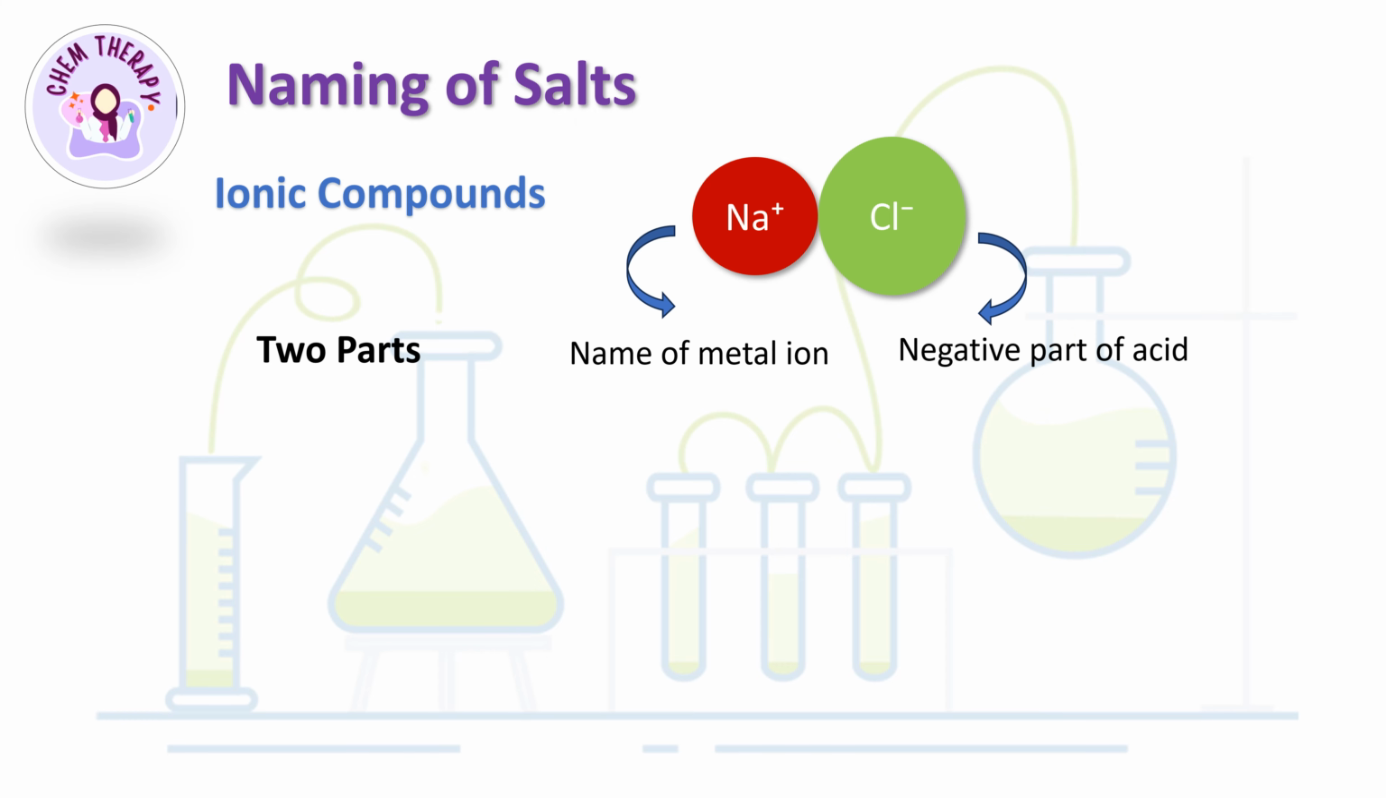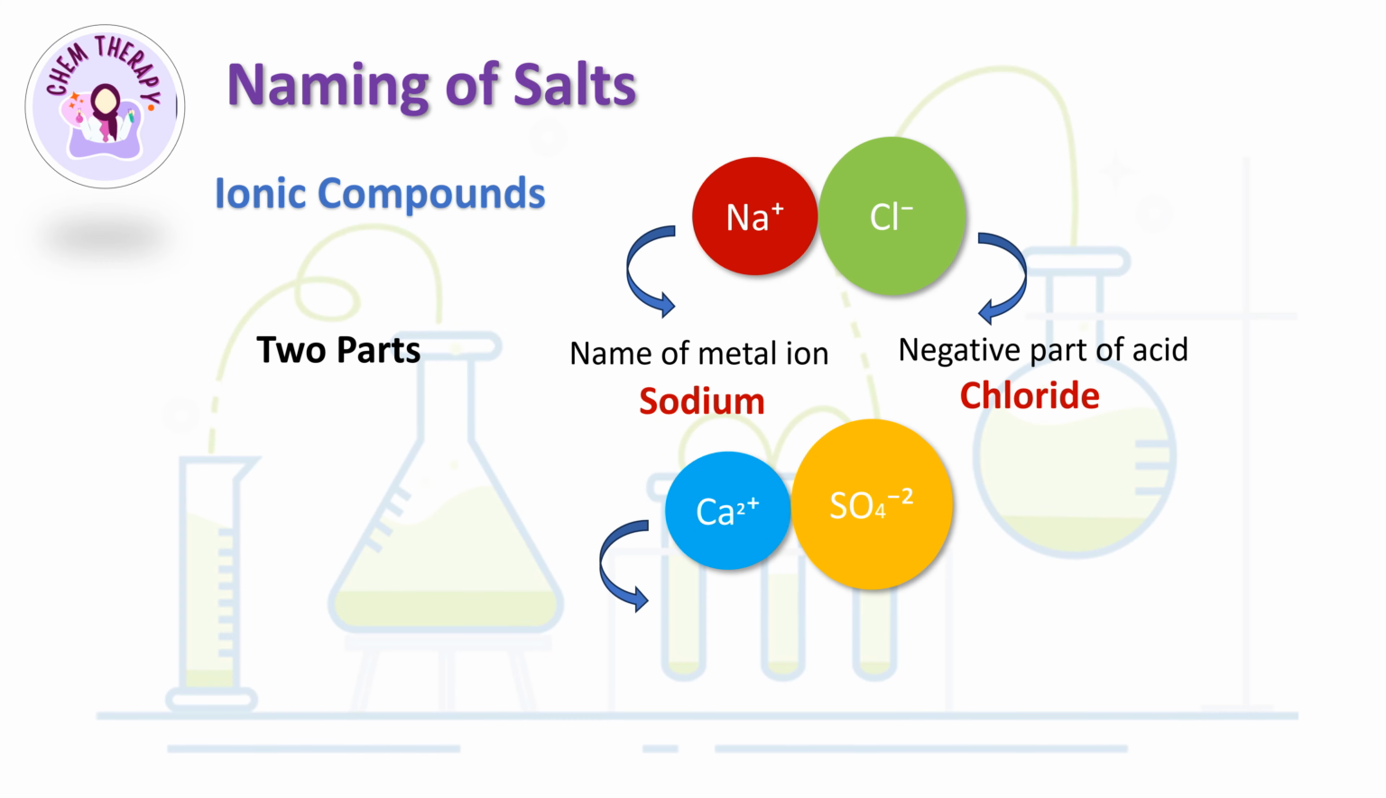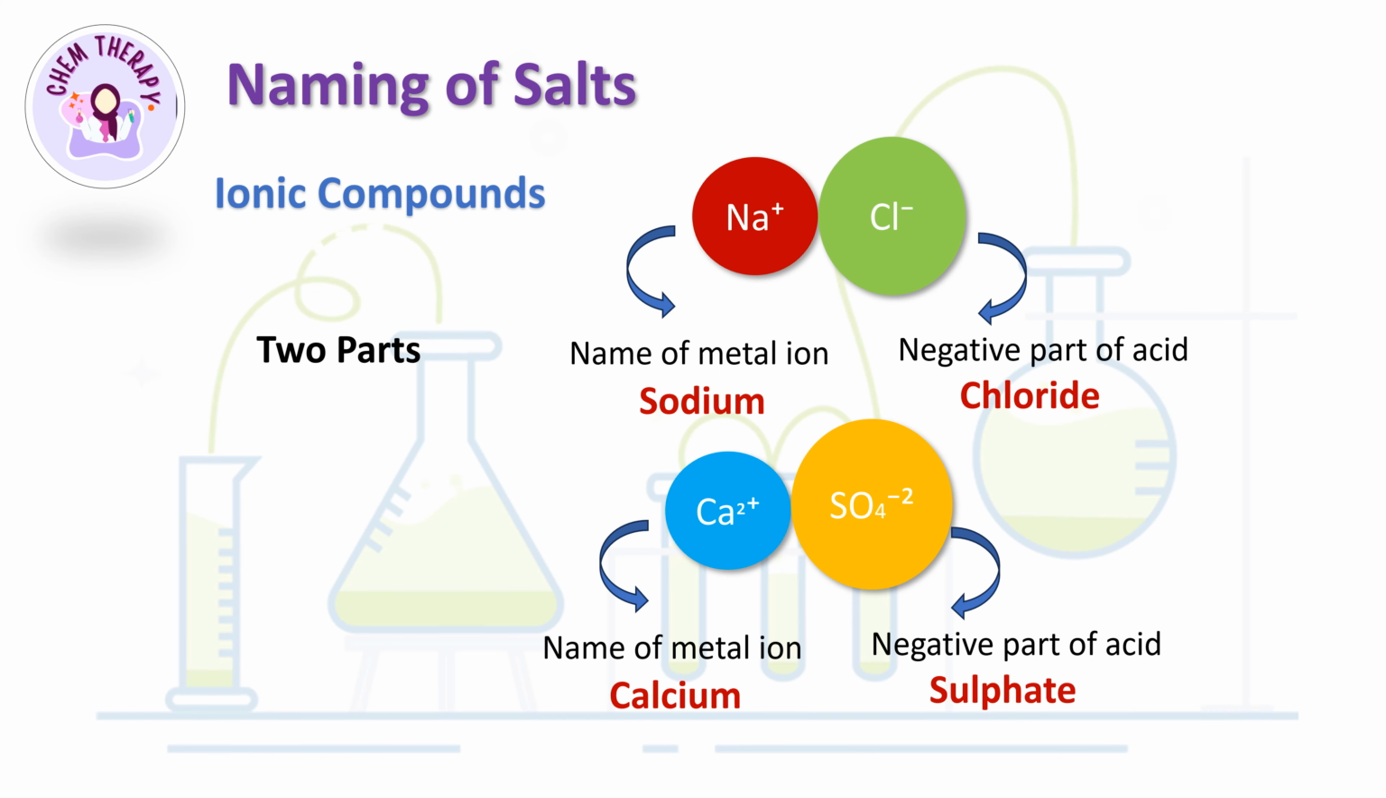For example, in the case of NaCl, the name of the metal ion is sodium, and the name of the negative part of the acid is chloride, because NaCl is derived from hydrochloric acid. Hence, the salt name of NaCl is sodium chloride. Let's take an example of another salt, CaSO4. Here, the name of the metal ion is calcium, and the name of the negative part of the acid is sulfate, because CaSO4 is derived from sulfuric acid. Hence, the salt name of CaSO4 is calcium sulfate.